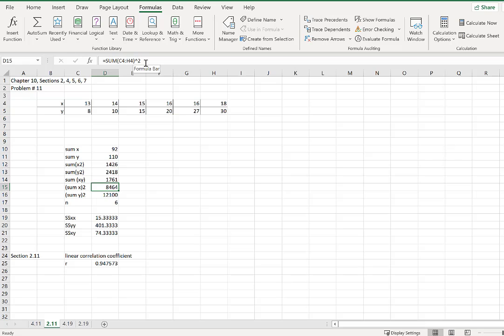Similarly for the y, I have the sum of the y's across row 5, and I've got the caret 2 to square it, so that value is squared. So I did the sum first, then squared it, where up here I squared it and then summed it. I also put here the number for n. I could have just typed in 6, because I can count to 6, but here I use the count function for the row to say how many values I have, to come up with my 6.